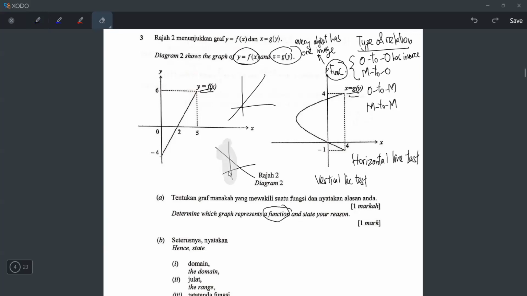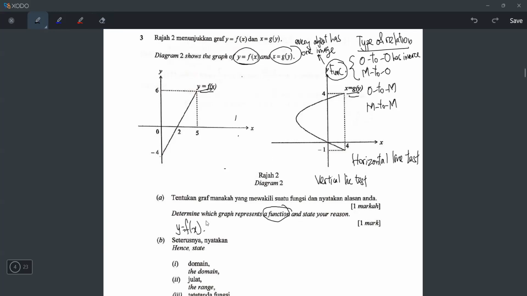And then many-to-one, the graph looks like a quadratic curve. And when I say quadratic curve, it's either like this or like this. That's a many-to-one. All right. And if you look carefully at these two graphs, obviously the answer is this one, the straight line. So which graph represents a function? The answer is the fx graph.